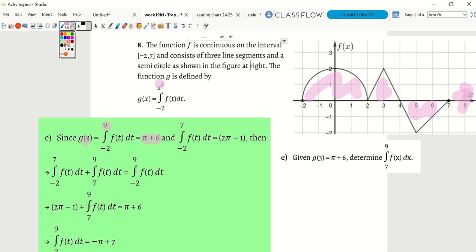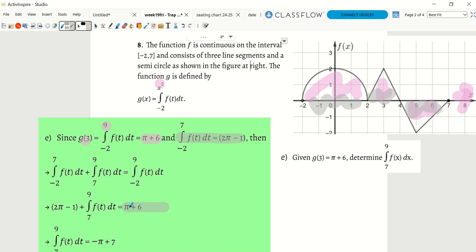Negative 2 to 7, which is this pink, that pink right there, is going to be 2 pi minus 1. So they're basically asking you for what is the area from 7 to 9, okay, which is there. So you basically subtract the pink. Again, the pink includes all the shapes and whatever else is to the right. Pink minus gray will leave you with this remaining pink right here. Okay, that's essentially what they did over here. So remember, pink is given to you as pi over 6.